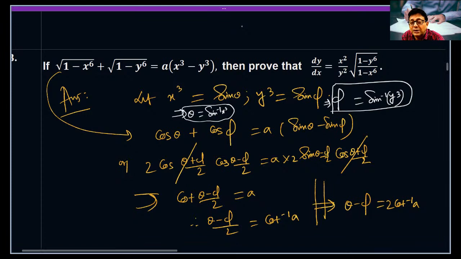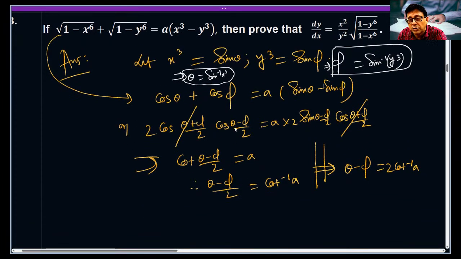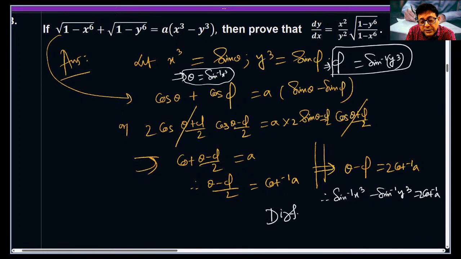Sin inverse y cube. Just put theta equal to sin inverse x cube, and then differentiate. So just differentiate. Derivative is 3x square by root of 1 minus x cube whole square. Remember it.